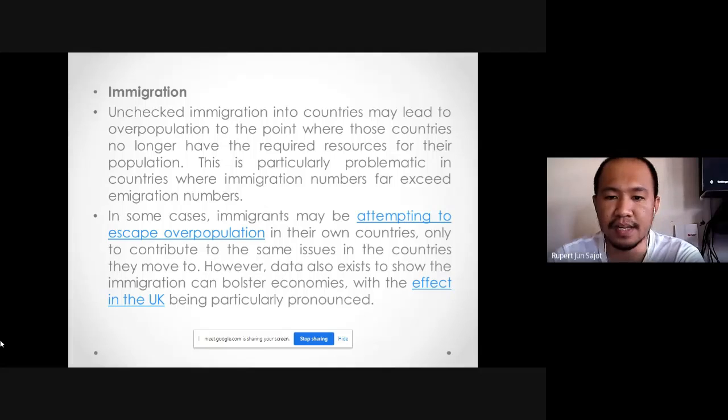All right. So now, in some cases, immigrants may be attempting to escape overpopulation in their own countries, only to contribute to the same issues in the countries they move to. However, data also exists to show that immigration can bolster economies, with the effect in the UK being particularly pronounced. As long as policies and regulations are controlled properly, then immigration could actually help boost the economy, especially for countries that don't have many skilled workers. Then they would need a lot of people from other countries to move into their countries to help build the economies of these well-developed countries.